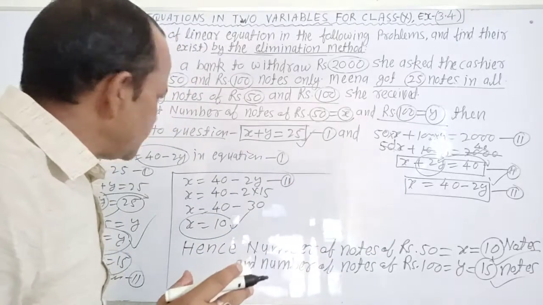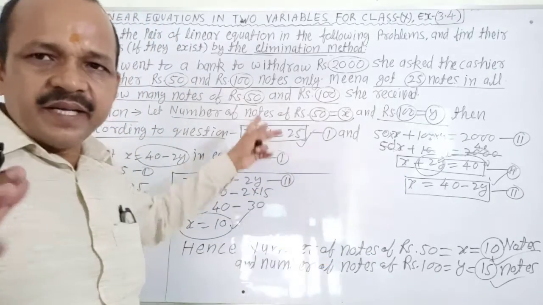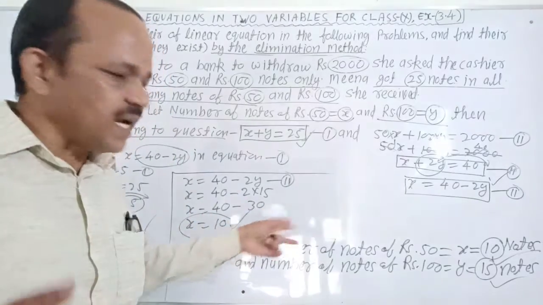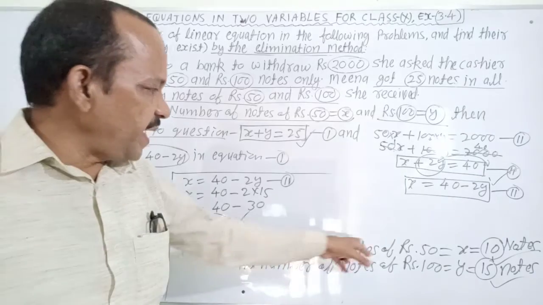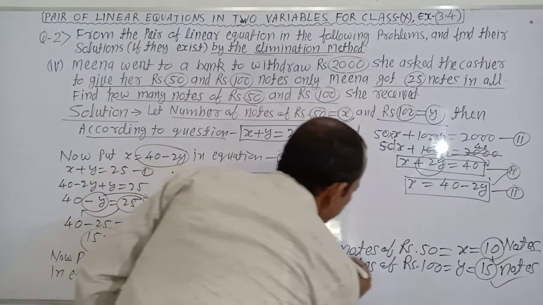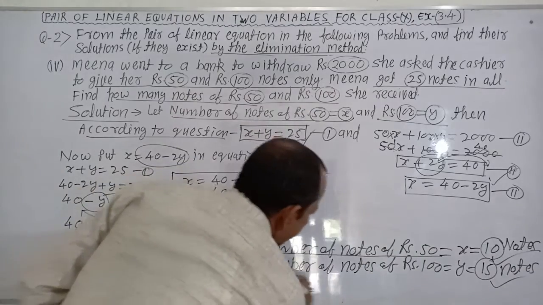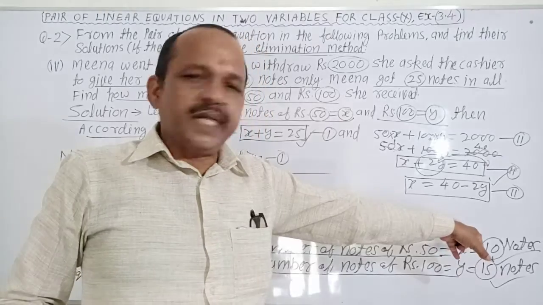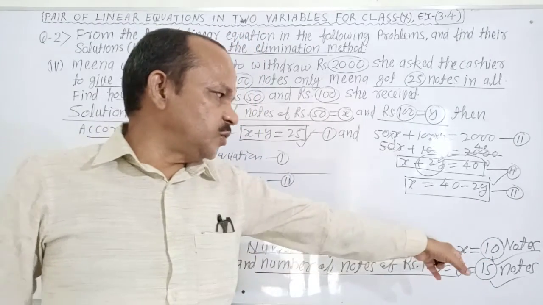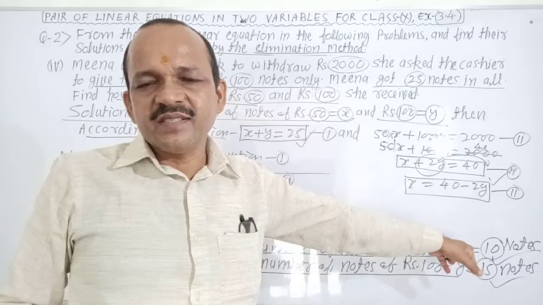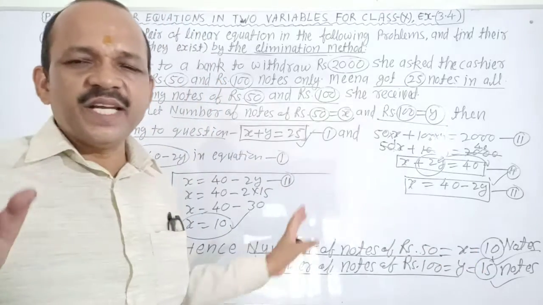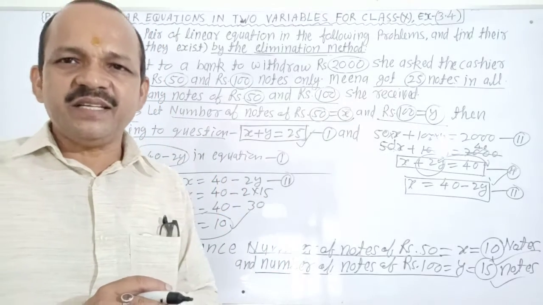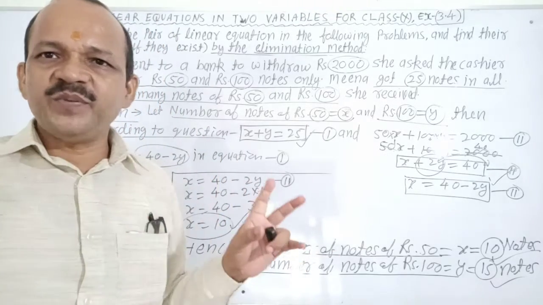You solve your question by elimination method and you find the value of x and the value of y. Number of notes of Rs 50 equal to 10 notes, number of notes of Rs 100 equal to 15 notes. Clear? No confusion about it? Very good. In this way you can solve any question very easily.